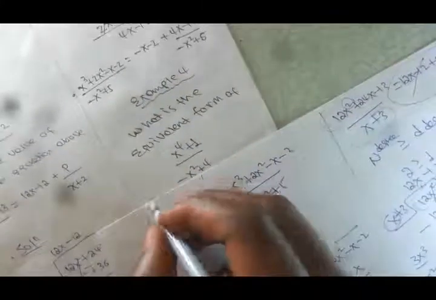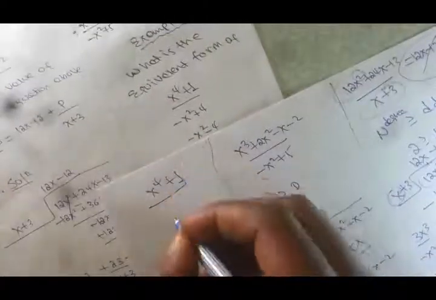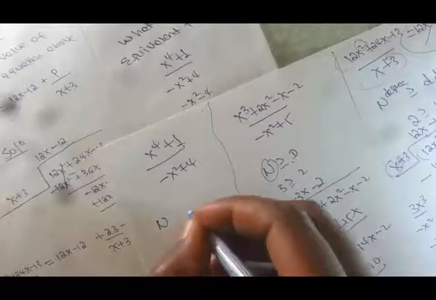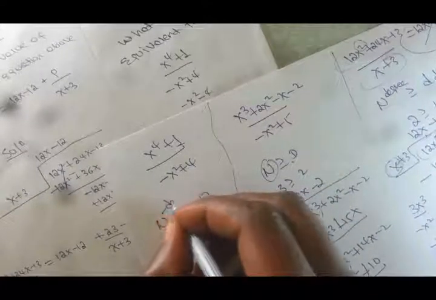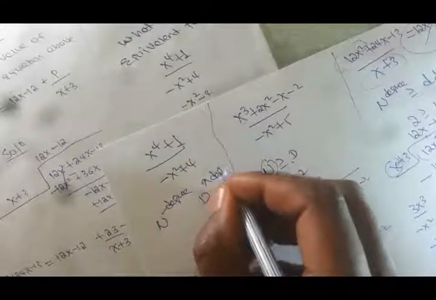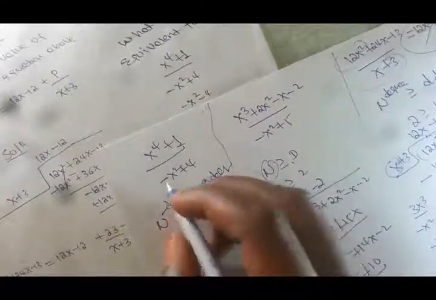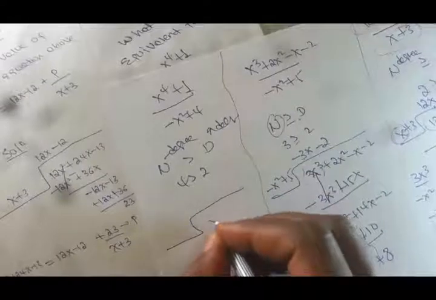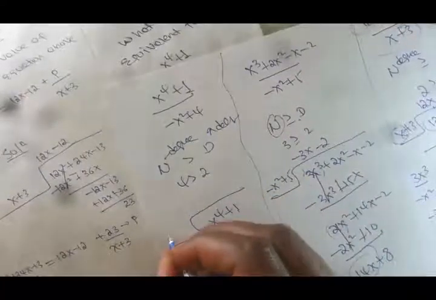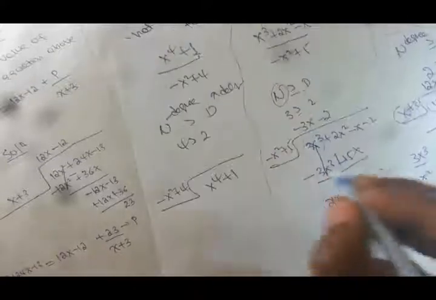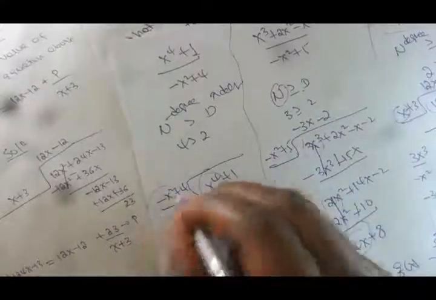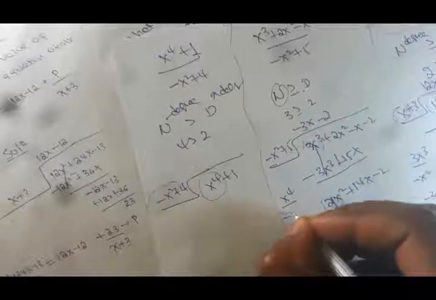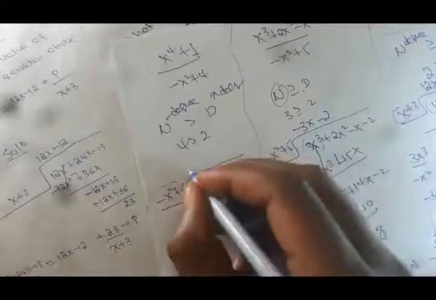Example 4 is: simplify x raised to 4 plus 1 over negative x squared plus 4. The first thing is to compare the numerator degree with the denominator degree. Since the numerator degree is greater, the highest degree being 4, which is greater than 2, we can make a long division. Therefore, x raised to 4 plus 1 is the dividend and negative x squared plus 4 is the divisor. The first thing is dividing this by this: x raised to 4 divided by minus x squared.